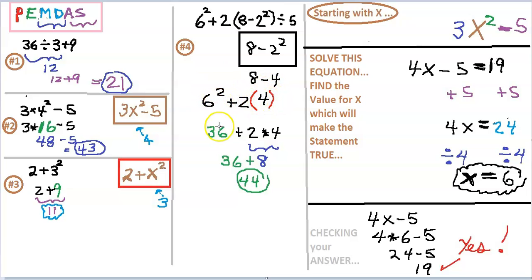So we do powers, 36. 2 times 4 is 8. 36 and 8, 44. So these are just all review of the order of operations.